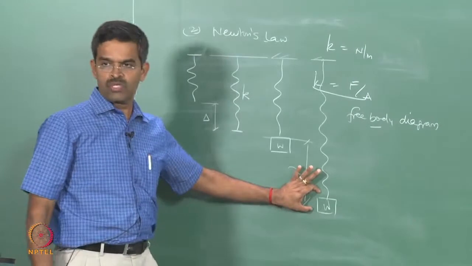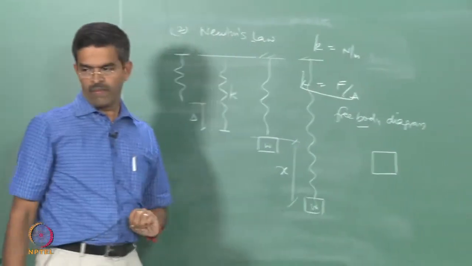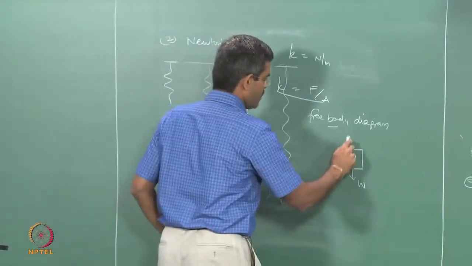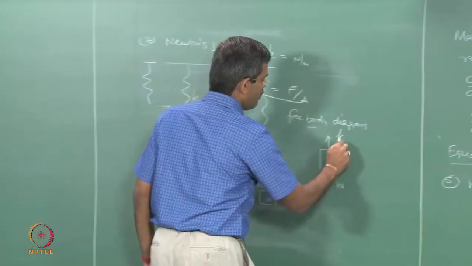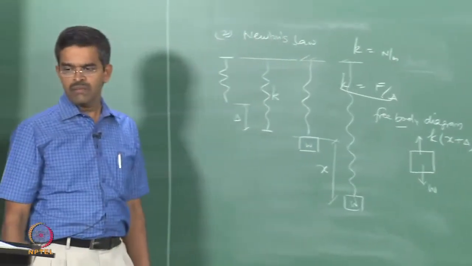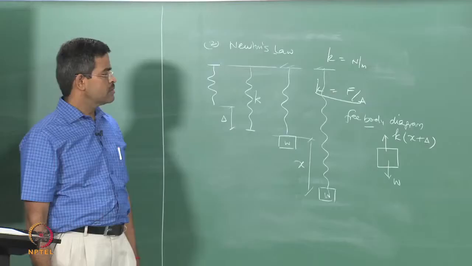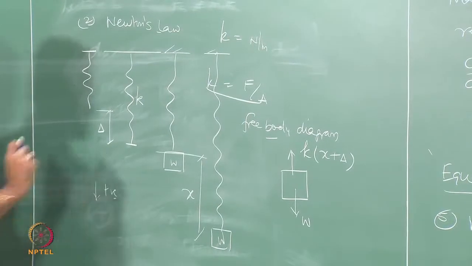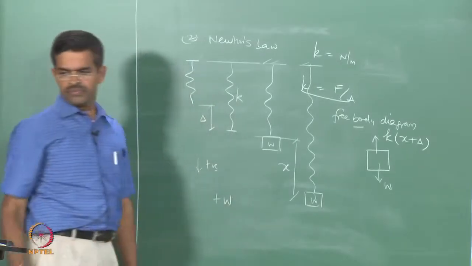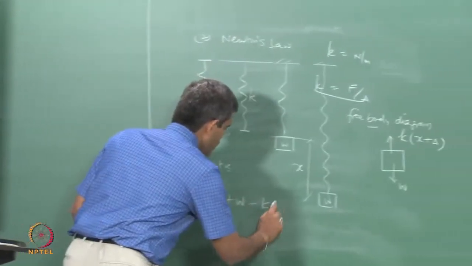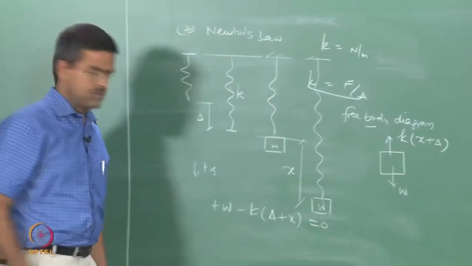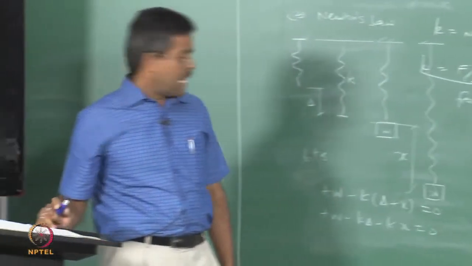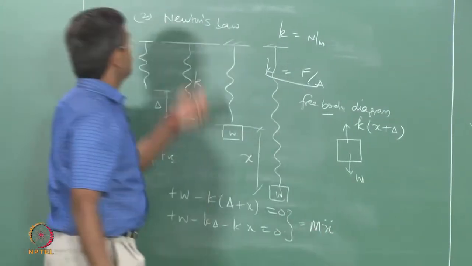Now I draw a free body diagram. I pick up this body and write down all the forces on it. The force acting here is W, which is acting down. The force opposing this will be stiffness times the displacement, K times delta plus x, is it not? So now there is a force balance. Let us take all downward forces as positive and write a force equilibrium equation. So plus W minus K of delta plus x is set to 0. So plus W minus K delta minus Kx is 0, and that should be equal to m x double dot, that is Newton's law.